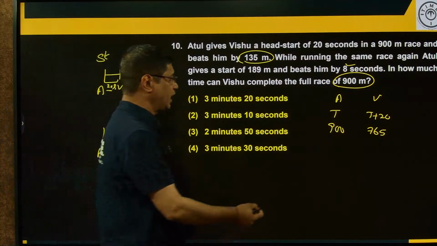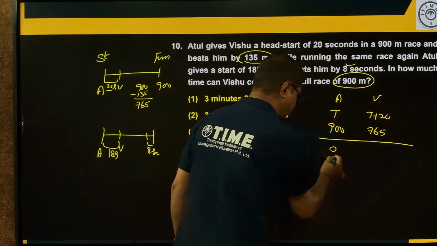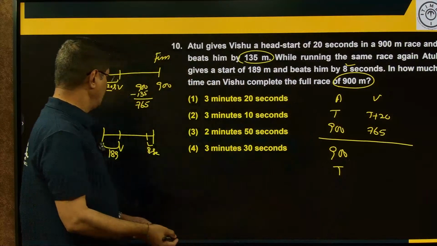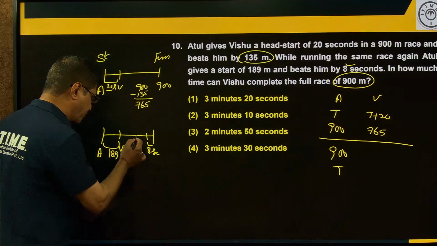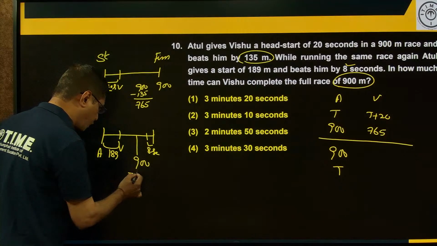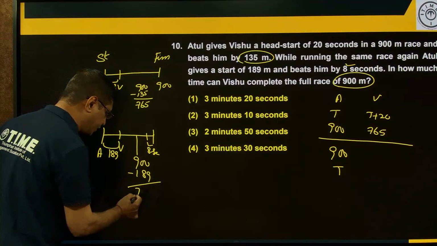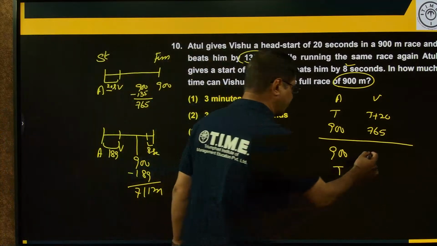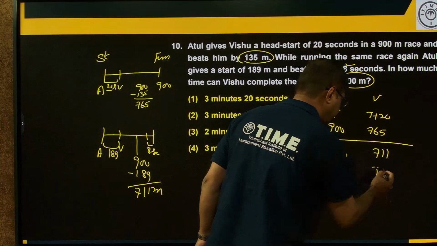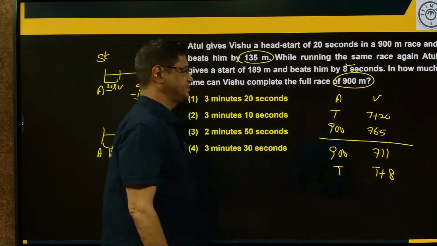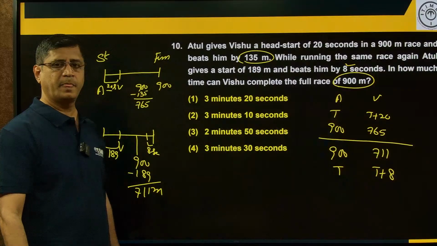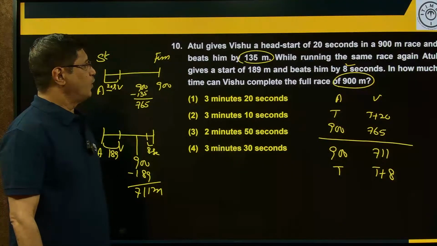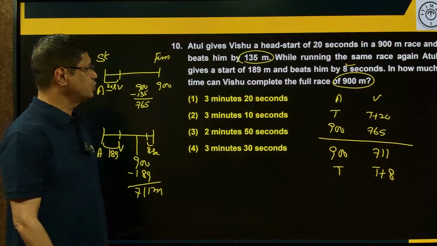What does it mean? When Atul covers 900 meters in T seconds, Vishnu covers 900 minus 189, that is 711 meters, in T plus 8 seconds. Okay. Now just observe what to find: the time taken by Vishnu to cover 900 meters.